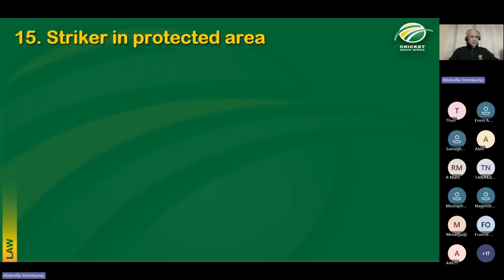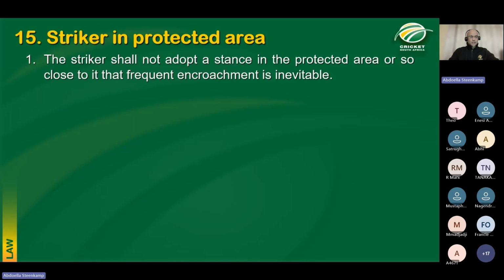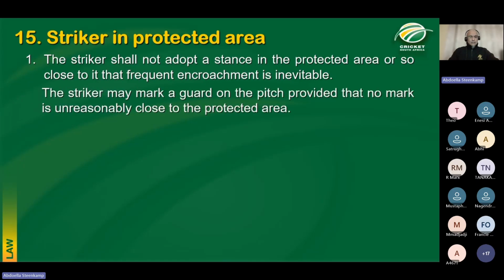The last subsection under Law 41 that I'm handling is, I mentioned earlier about bowlers going into the protected area. Similarly, strikers should not also be going into the protected area. And the law guides us by telling us strikers do not stand so close to that protected area. And because they're so close, if they are going to play forward, they're going to go into that protected area. So if you do see a striker go close to the protected area, you need to have a word with the striker, but I'll get back to a practical management of this. But let's first see what the law tells us.